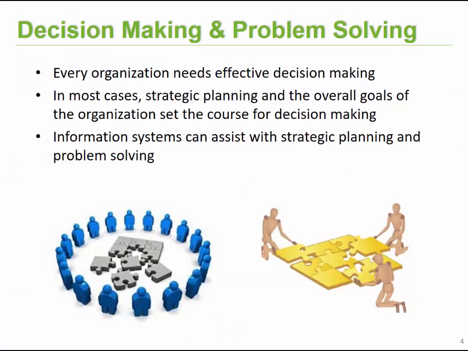Now, every organization needs effective decision making skills. If you think about it, organizations, if they can't make proper decisions, it's going to influence their outcomes, and ultimately it will influence the profits that they're going to make and their ability to achieve the objectives of that particular organization. So we do find that a lot of the strategic planning and overall goals are placed within the decision-making processes of organizations. And information systems are actually one of the best tools to aid companies in coming to the right conclusions.